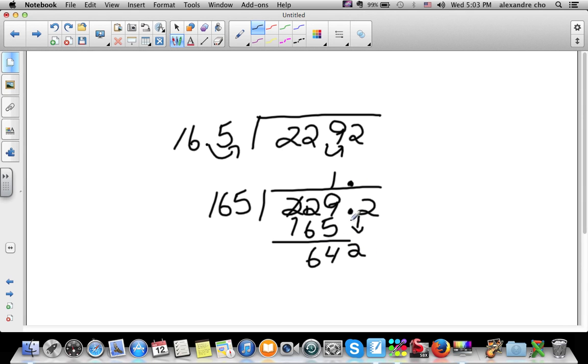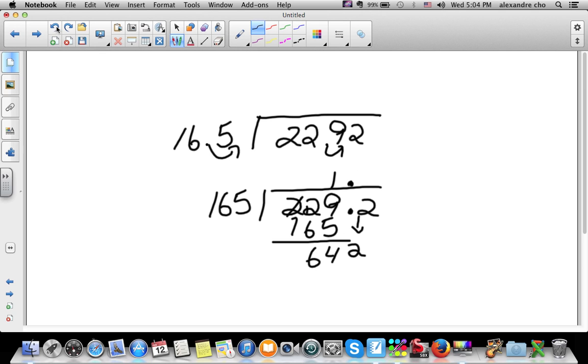165 goes into 642 about 4 times. Let's see if I'm right. Times 4, 660. So it's got to be 5 times actually. 5 times 5 is 25. Carry the 2. 5 times 6 is 30, plus 2 is 32. Carry the 3. 5 times 1 is 5. And what am I doing? Because that's not the right answer. Let me erase, backtrack.